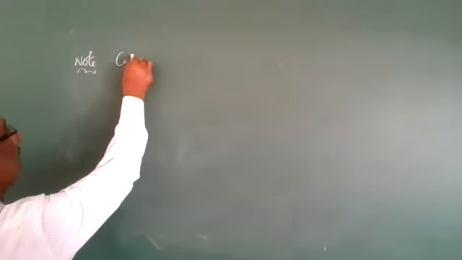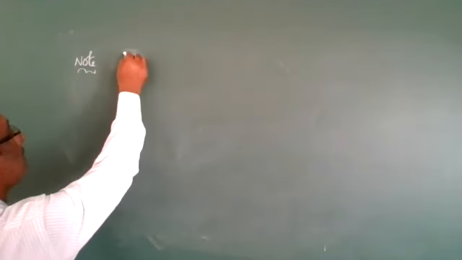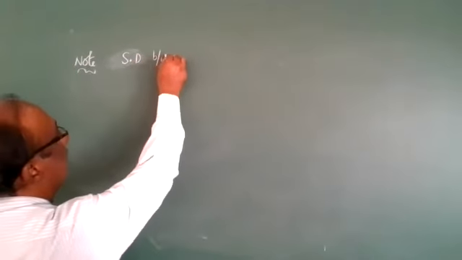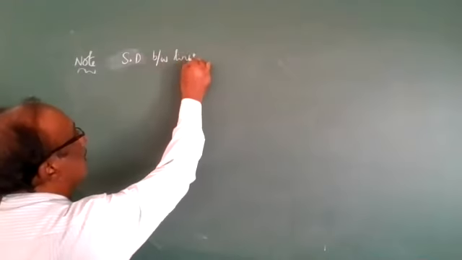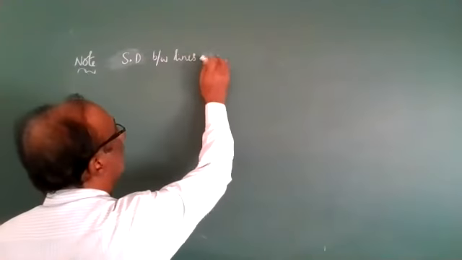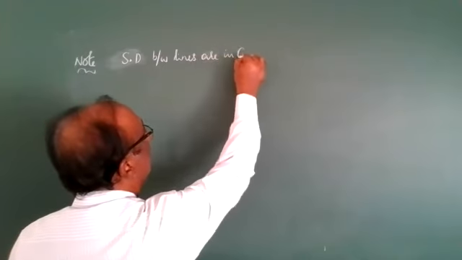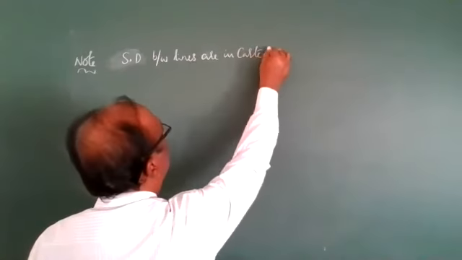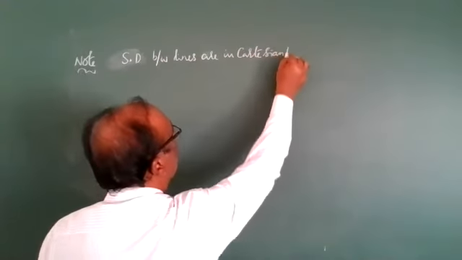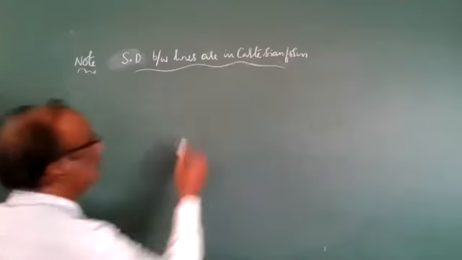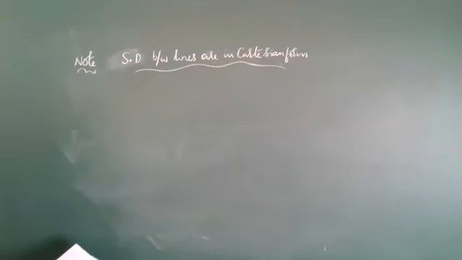Cartesian form, shortest distance between the lines. The lines are in the Cartesian form. Then how can you find the shortest distance? Now the given lines, write down everyone.